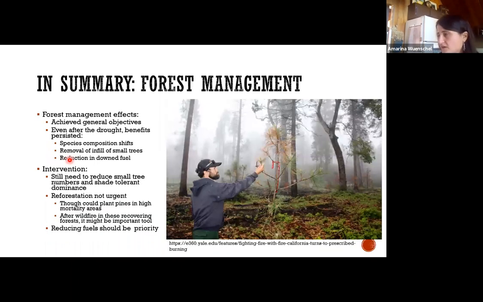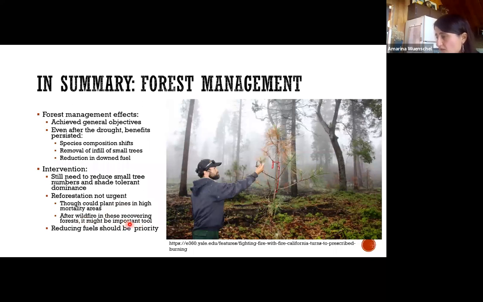And then in terms of other management messages, in general with our treatments, it was nice to look back and realize that we did what we wanted to do with those treatments. And that even after the drought, there were some benefits that persisted in terms of species composition, removal of small trees, and reducing the downed fuel. But we still need to be thinking about removing some of the small trees. We didn't really think reforestation was that urgent. We did see a lot of regeneration, although I think one could make a great case for planting pines in high mortality areas.